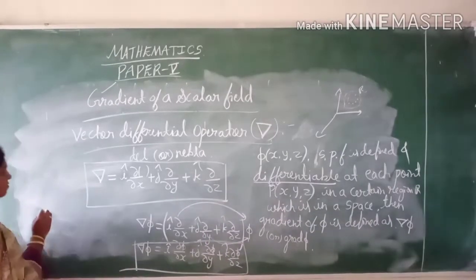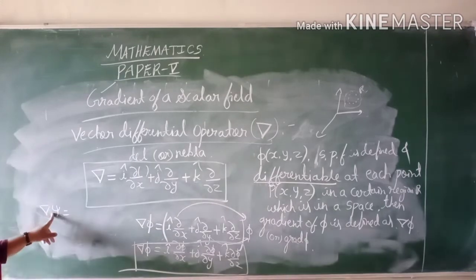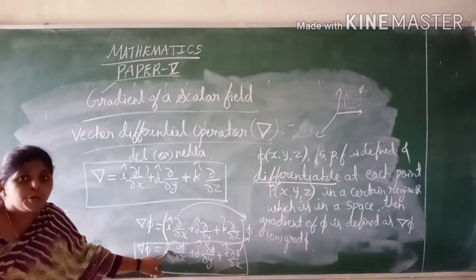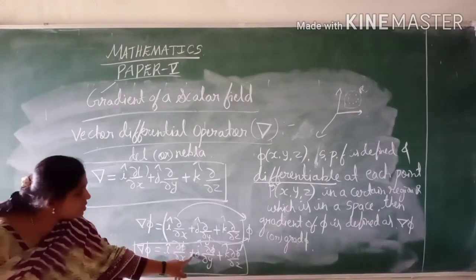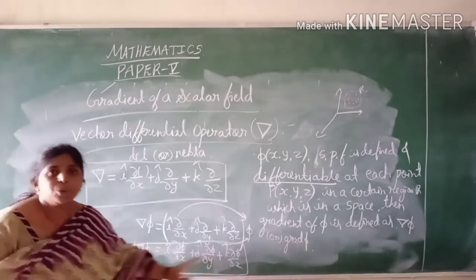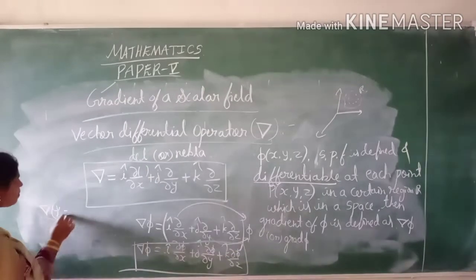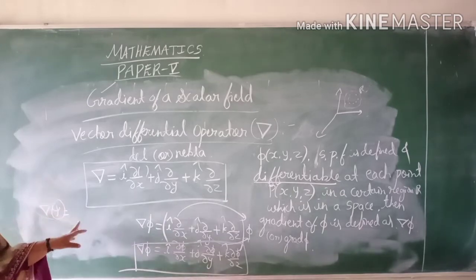Instead of phi, we can write some other symbol, say psi. How can you define del psi? It is i cap into ∂psi/∂x plus j cap into ∂psi/∂y plus k cap into ∂psi/∂z. That means instead of phi we can replace it with any other function. These are the two formulas.